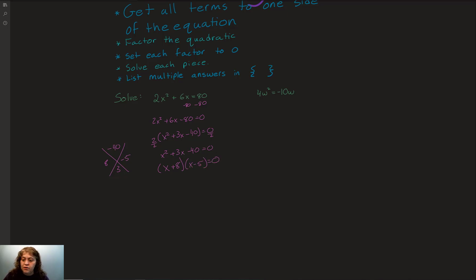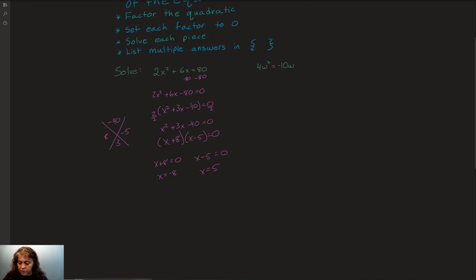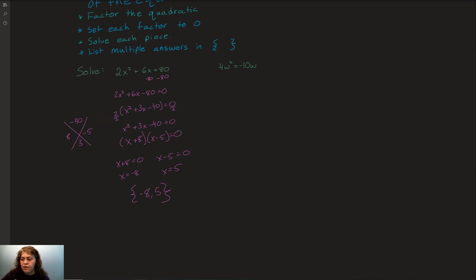And then the next thing I need to do is set each factor equal to 0. X plus 8 equals 0. X minus 5 equals 0. X equals negative 8, x equals positive 5, and there are my 2 answers. I'm going to put them inside of curly brackets. All right, okay, that wasn't bad.